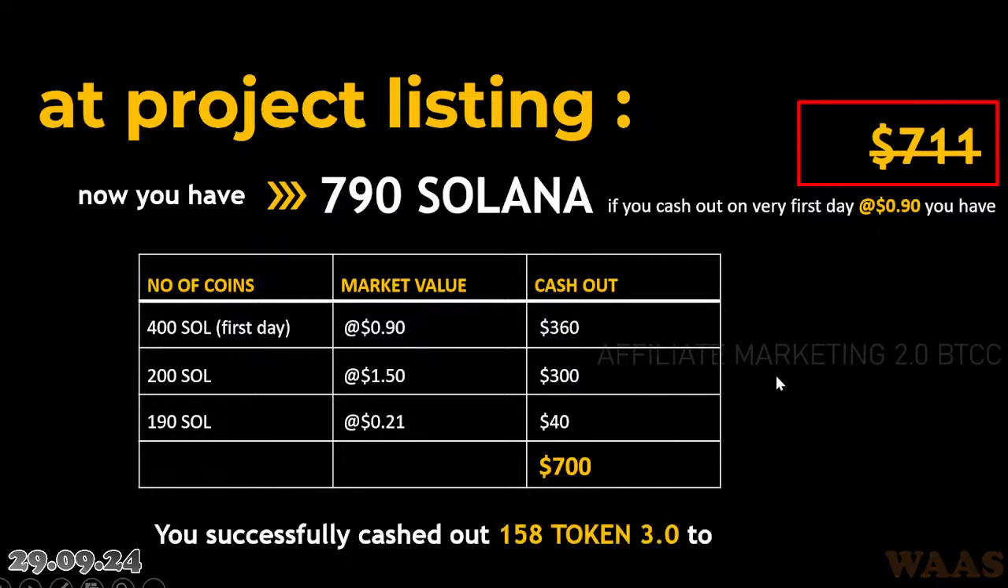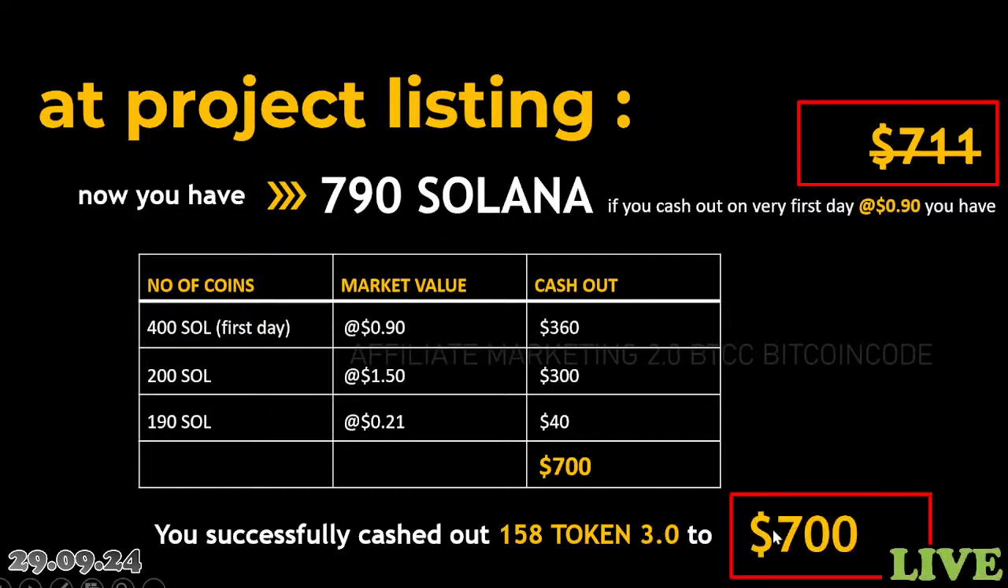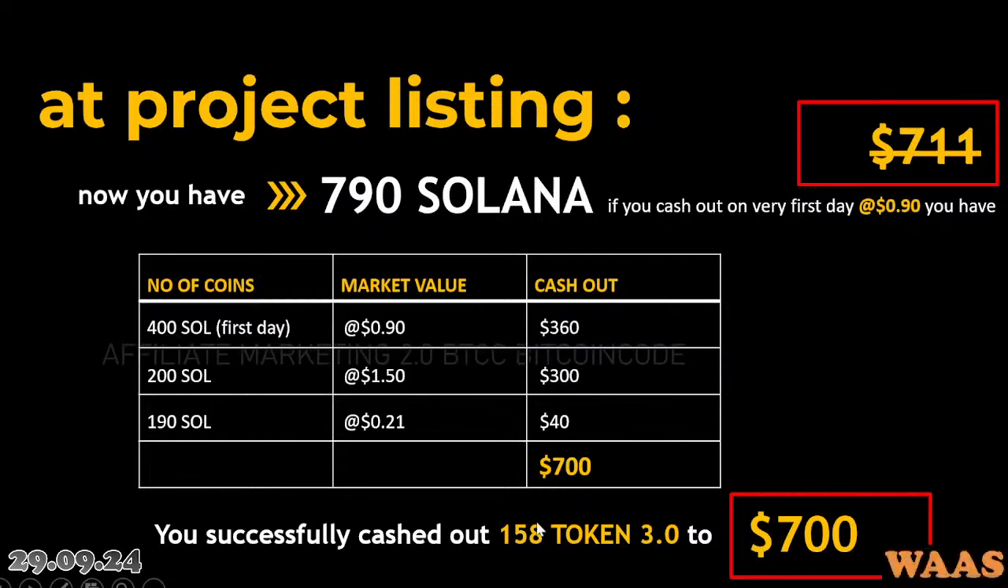But still, if you compare to your 158 tokens 3.0, you still made 700 out of them. So this is almost how many times? Almost 150 into 300. It's almost 4x. So with just a simple calculation, you have claimed 4x on a certain limited token 3.0. So imagine with 5x of your tokens which you have accumulated in due course, how much you will be able to cash out. I hope this gives you a clear idea how this is going to work.